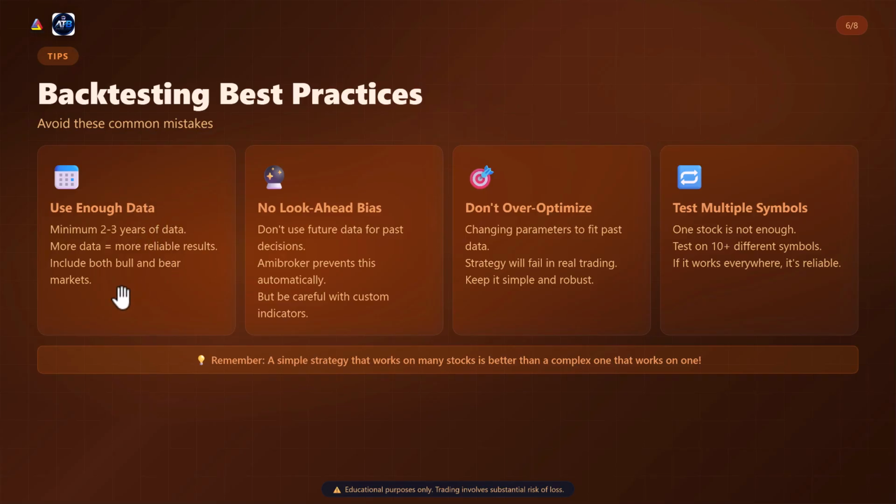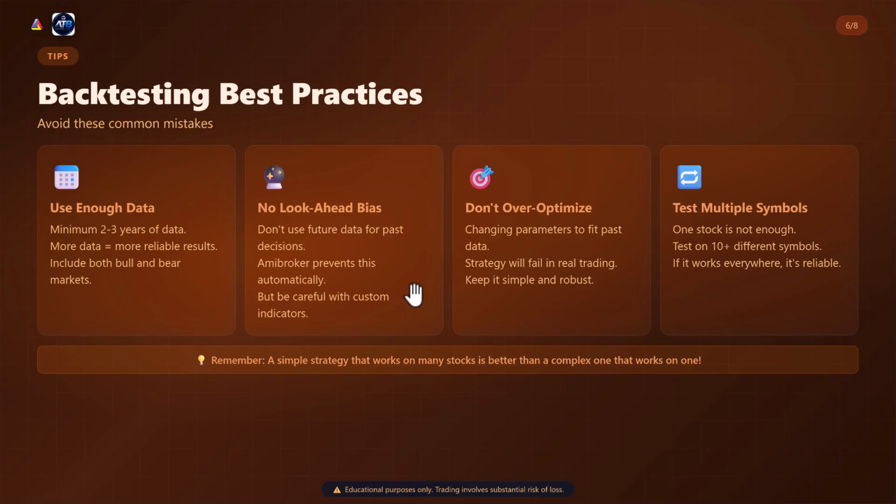Now some important tips. First, always use enough data. Don't test on just 6 months. Use at least 3 to 5 years. Second, avoid look ahead bias. That means your formula should not use future data. For example, don't use tomorrow's close in today's signal.